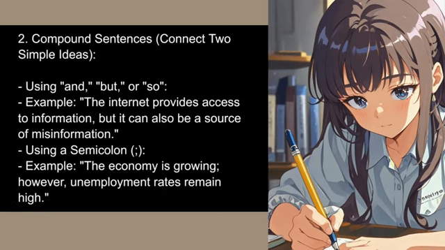2. Compound sentences. Connect two simple ideas, using and, but, or so. Example: the internet provides access to information, but it can also be a source of misinformation. Using a semicolon. Example: the economy is growing; however, unemployment rates remain high.